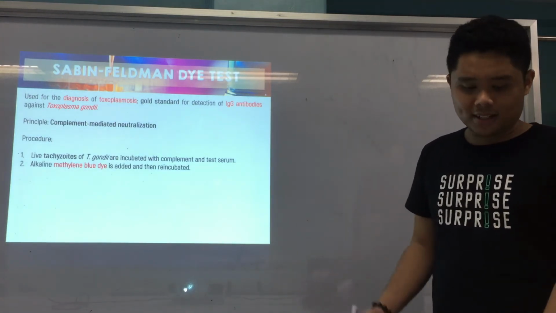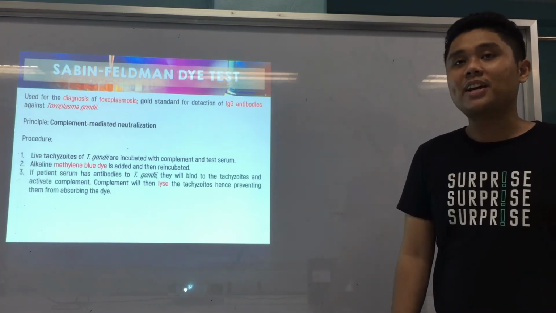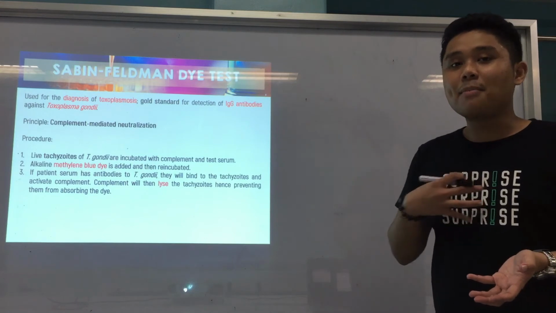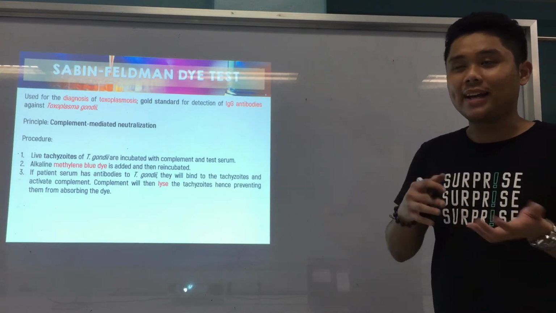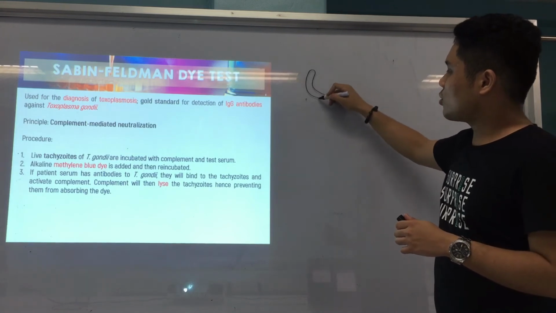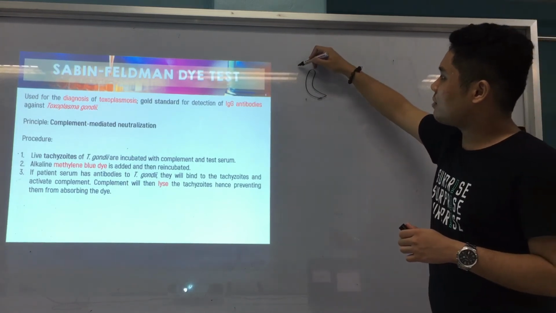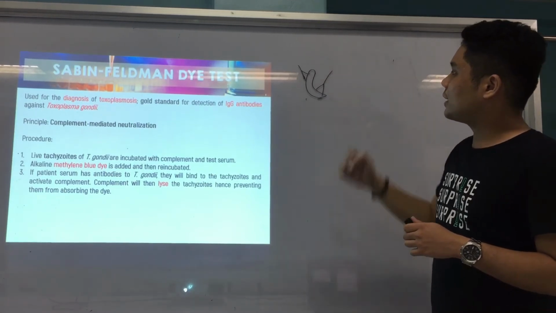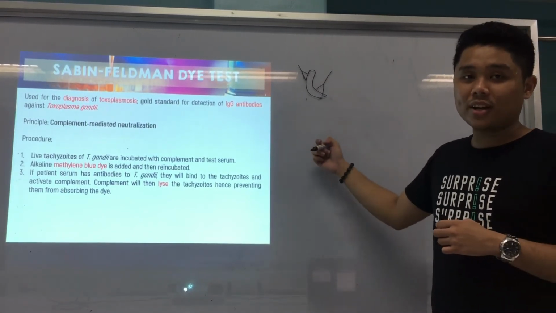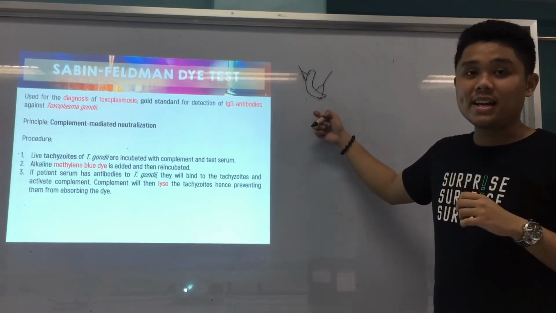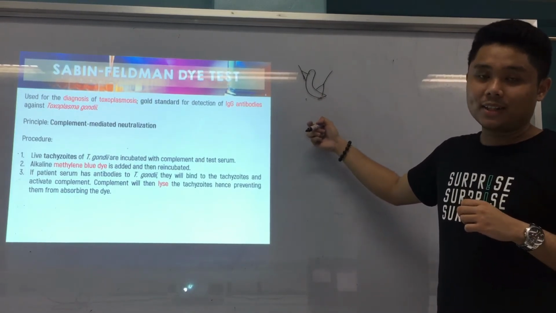and then we incubate. Now, in the case that the patient has antibodies to Toxoplasma gondii, the antibodies found in the test serum will bind. So for example, these are tachyzoids. Let's say your serum has antibodies to Toxoplasma gondii tachyzoids. The patient's serum has antibodies to tachyzoids of Toxoplasma gondii, so they will bind, of course.